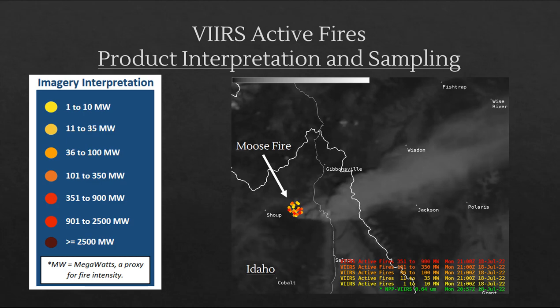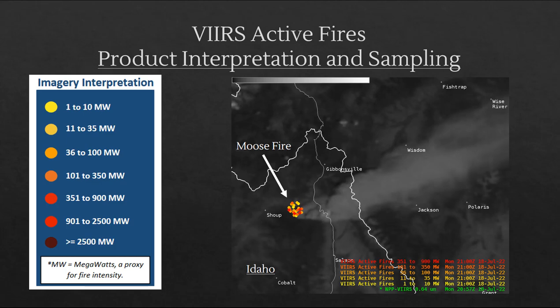In AWIPS, how does one interpret and sample the product? The VIIRS Active Fires product comprises pixels that are color-coded, from yellows for less intense fires to dark reds and purples for the most intense fires. The color spectrum also includes ranges of quantitative values expressed in megawatts, or MW. Note, MW is a proxy for fire intensity.